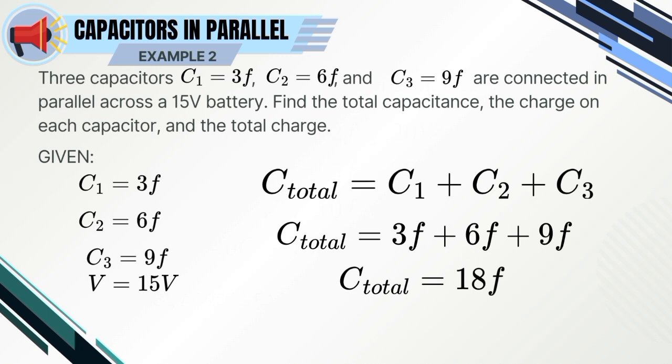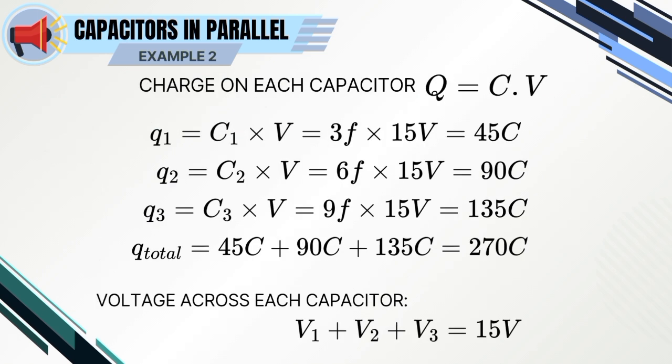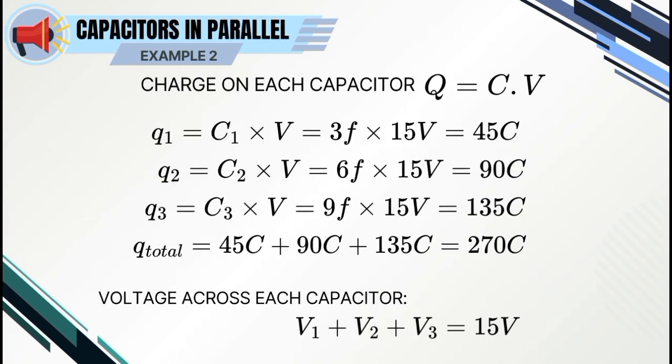For example number 2, these are the givens. In summing up the total capacitance, it will be 18 farads. So in charge on each capacitor, we must multiply the capacitance times the volts. So the first charge is 3 farads times 15 volts is equal to 45 coulomb. And for the Q sub 2 or the charge 2 is equal to 90 coulomb. And for the Q3 or the charge 3 is equal to 135 coulomb. And sum them up, so you will get the answer 270 coulomb. And for the voltage across each capacitor will be 15 volts.